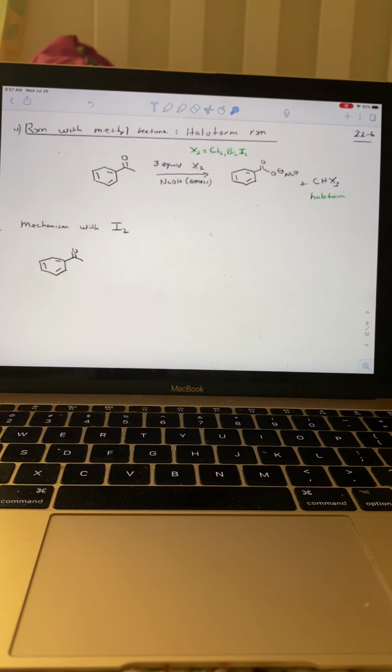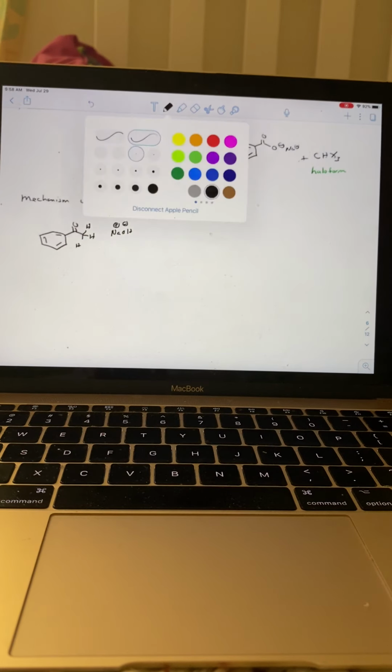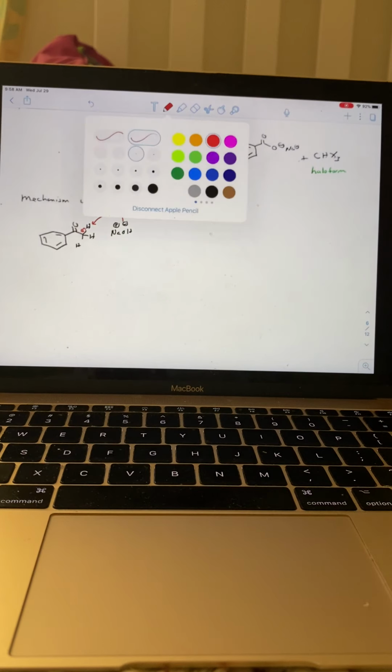This is a classic way in the earlier days of identifying if you had a methyl ketone. You would carry out this haloform reaction with iodine because it would generate a yellow solid in the reaction. So let's go through and think about how we actually get to this carboxylic acid. And everything actually follows what we've already seen, except there's one twist. So we have 3 protons here. And then in the presence of hydroxide, let's go ahead and take a proton off and form our enolate.